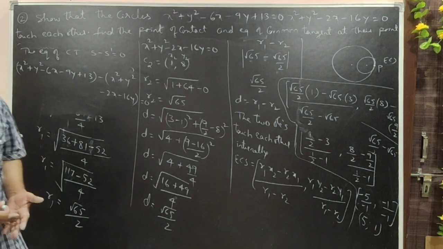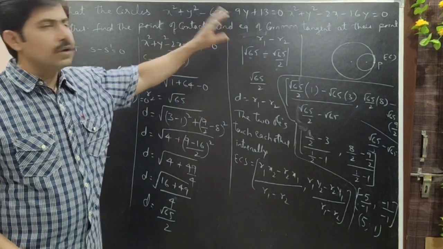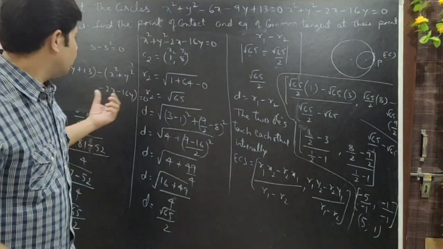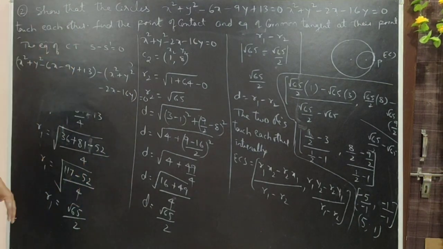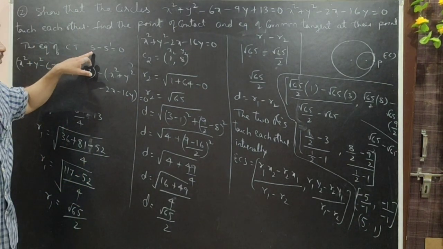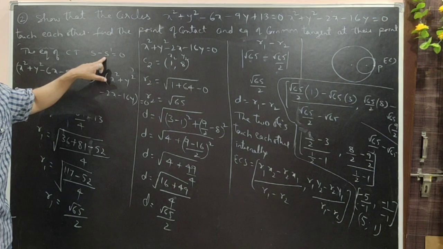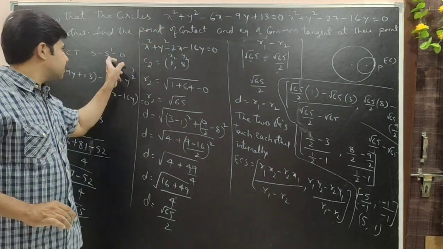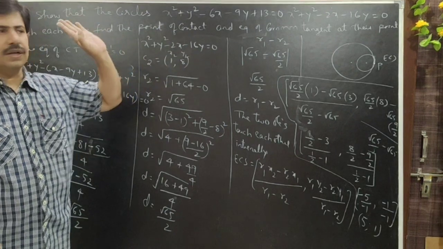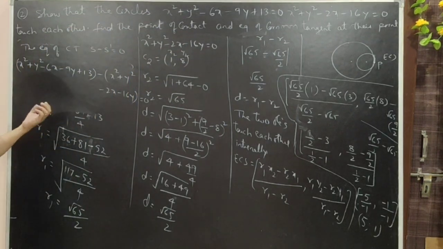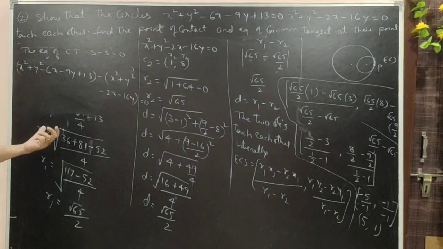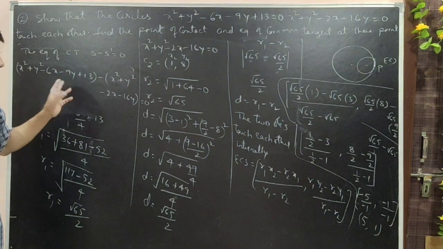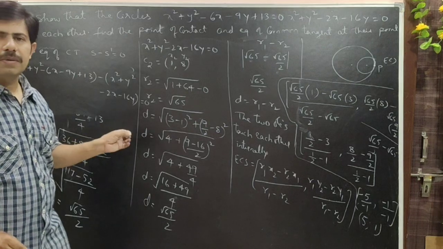How to find the equation of common tangent? Just you have to subtract the two given equations of circles. Or we can also say that the equation of common tangent is S minus S dash is equal to 0. What is S? It is the equation of the first circle. S dash is the equation of the second circle. So just subtract these two equations, we will get the equation of common tangent. So you just find the equation of common tangent by subtracting these two. So this problem will be completed.